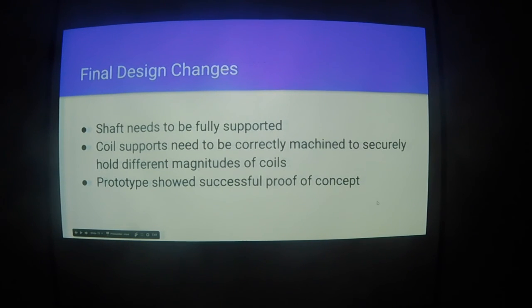So one other thing we learned from our prototype is that the shaft needs to be fully supported. As was mentioned, there was a plunging effect that we ran into, and to remove this effect, we would support the shaft completely so it doesn't move forward and back, but instead just rotates. The coil supports need to be correctly machined as well. As the number of coils increased, it became more difficult to hold the coils down as we ran our experiments. For this reason, we had to correctly machine these supports.